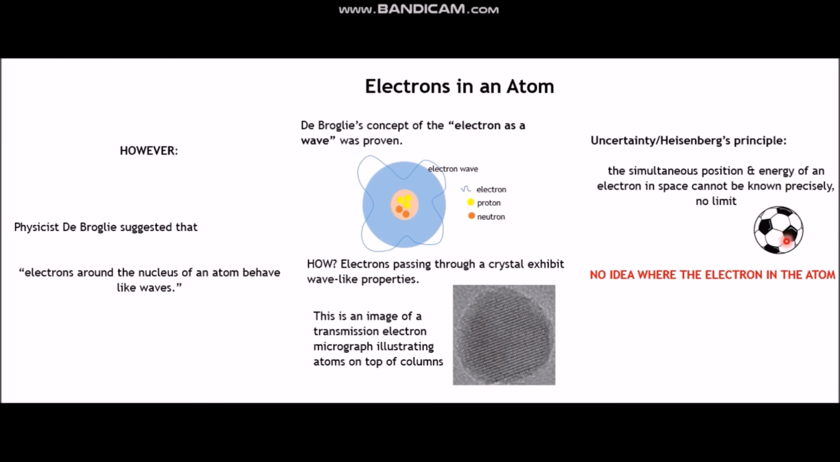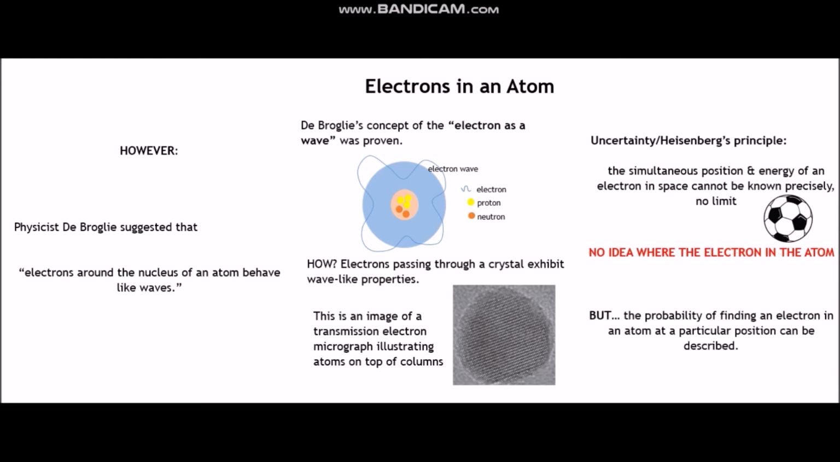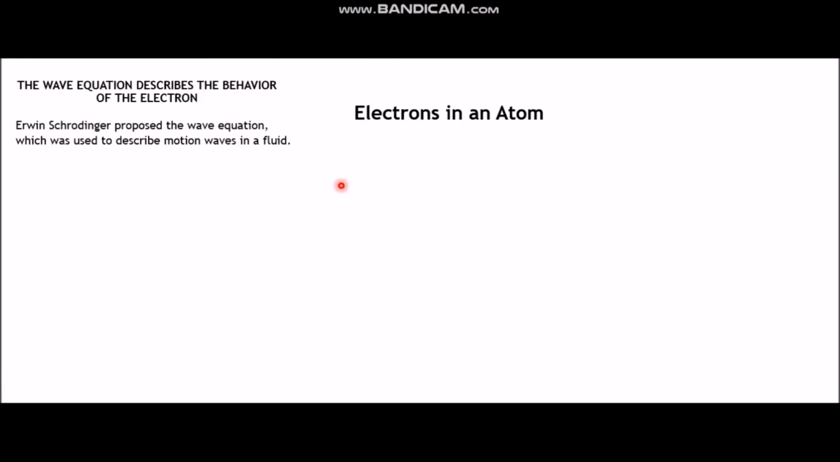So thus coming back to the electron, there is really no way of knowing exactly where the electron resides in an atom within space. But the probability of finding an electron in an atom at a particular position in space can be identified. How? It turns out that a wave equation is possible to determine the behavior of the electron. Physicist Erwin Schrodinger proposed the wave equation.